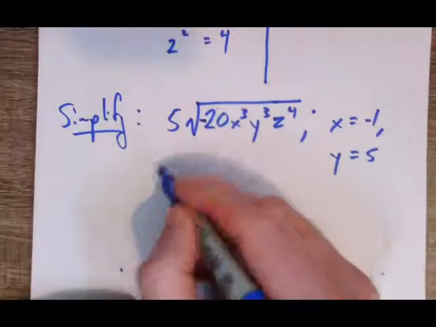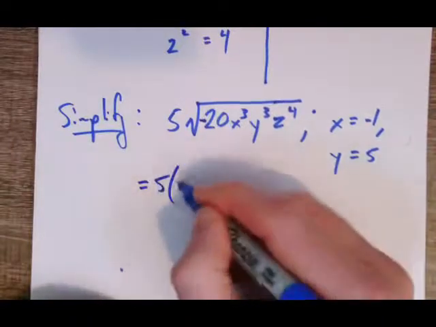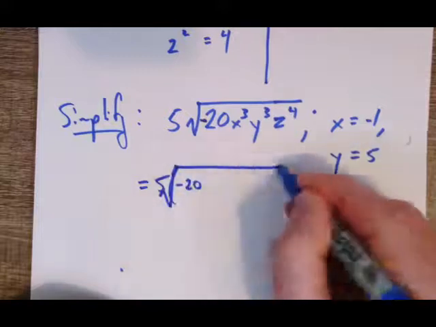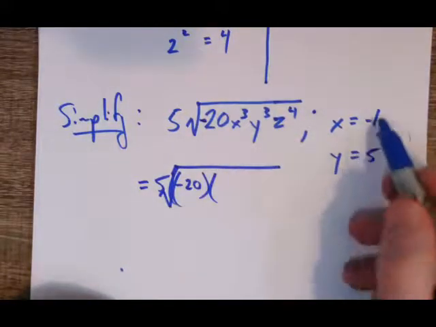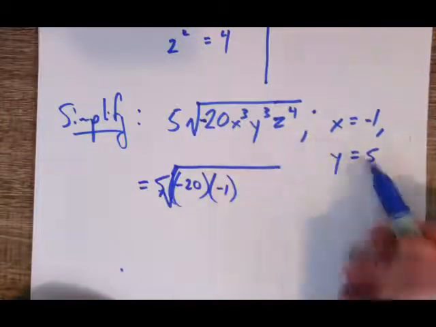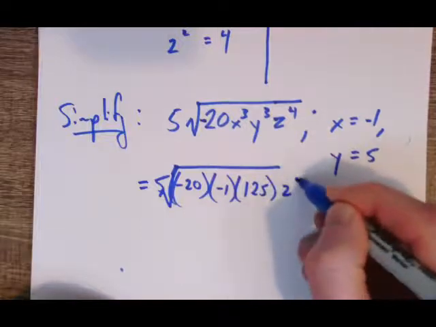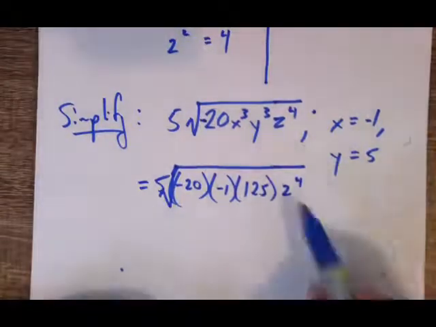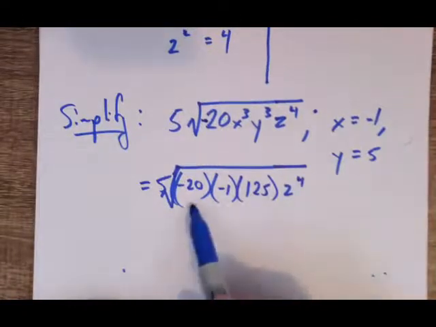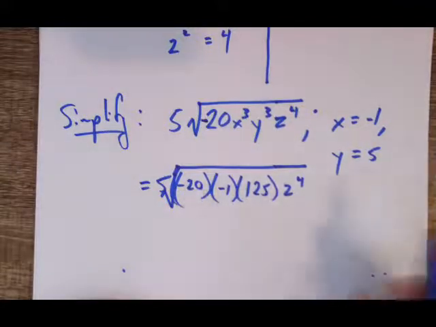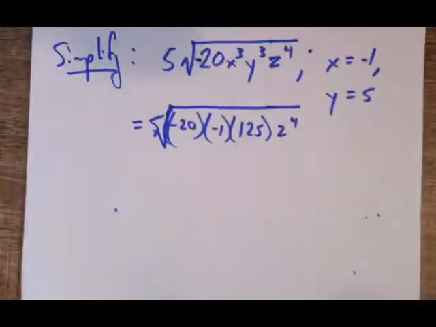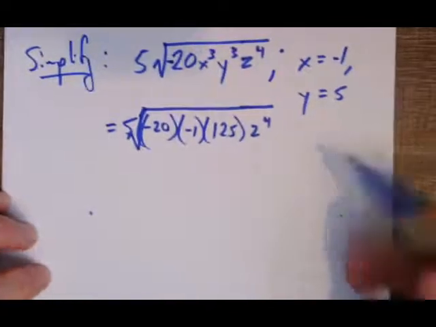Now, just for funsies, I'm going to finish simplifying this. So we have negative 20 times x cubed, so that's going to be negative 1, and y cubed, 5 times 5 is 25, times 5 is 125, times z to the 4. I should have made z an odd number just to make it more interesting. But anyways, 20, so it's going to be positive here. Here we have a negative times a negative. 20 times 125 is 2,500. Why did I do this? I'll run out of room.